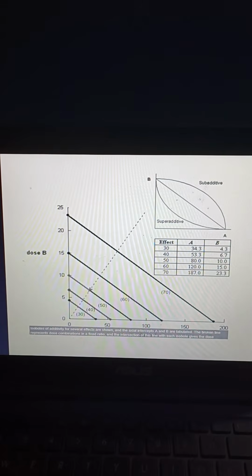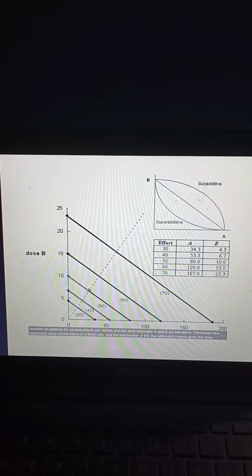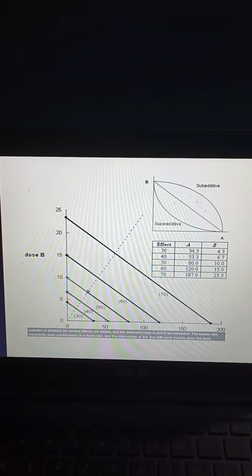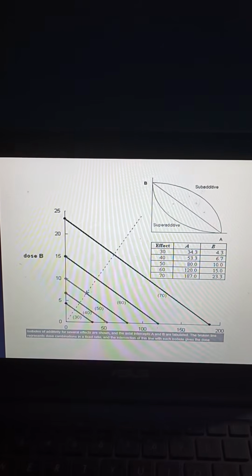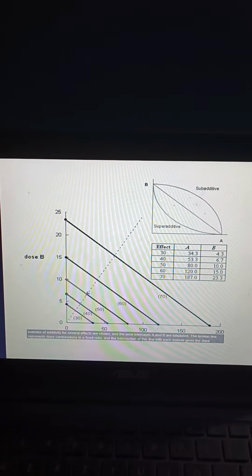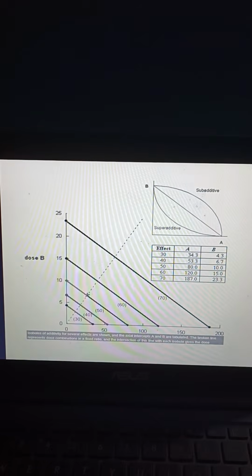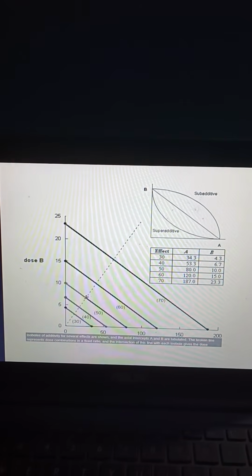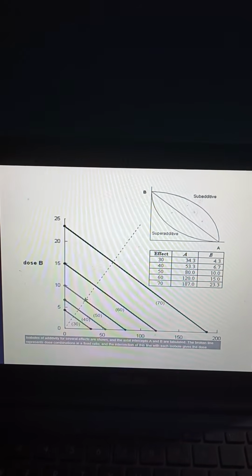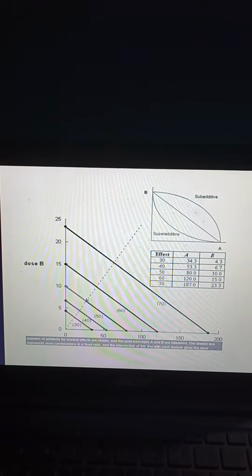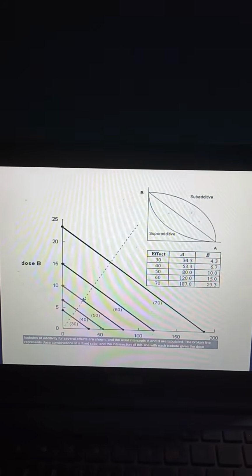So this is another graph about the isobologram, plotted showing the super-additive, sub-additive, and also other things that you can learn from different articles and also from the book. You can go through this graph and learn more and more about this isobologram.